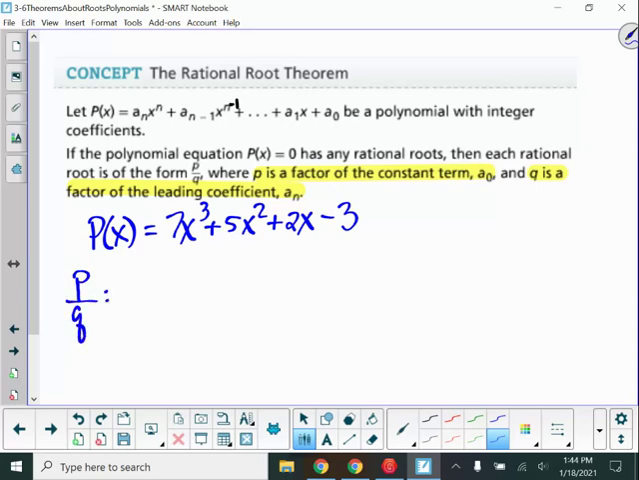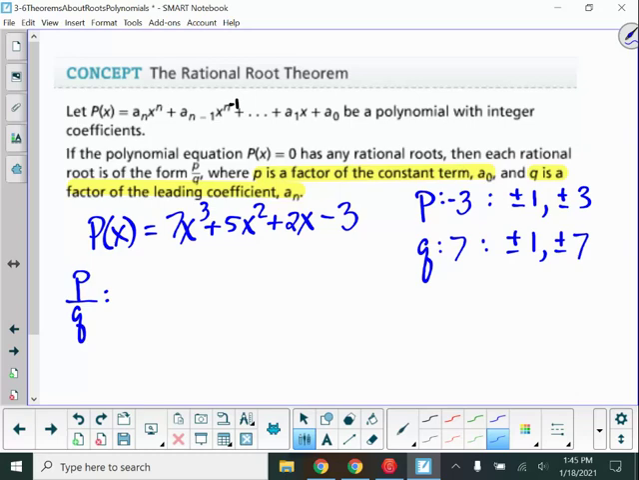Your p is going to come from the factors of your constant term. In this example that I've written out here, your constant term is -3. Well, all the factors of -3 are going to be plus minus 1, plus minus 3, because we could have 1 times -3 or -1 times +3. The q term is going to come from the factors of the leading coefficient. My leading coefficient is 7. The factors of 7 are plus minus 1 and plus minus 7. Positive 1, positive 7, -1, -7.